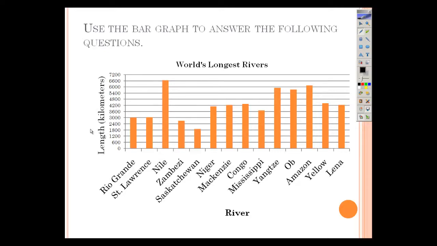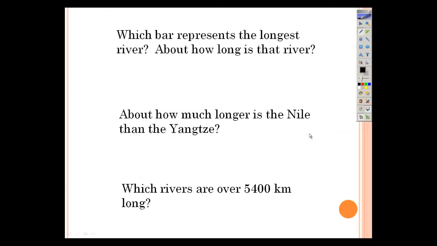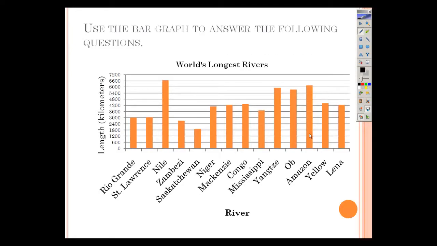The first question I want to know is, which bar represents the longest river, and about how long is that river? So right now I'm going to look at the longest river. I'm looking for the bar at the very top, the tallest bar. To me it looks like it's going to be the Nile River. The Nile River is at the highest point, so I'm going to say the Nile River is the longest.